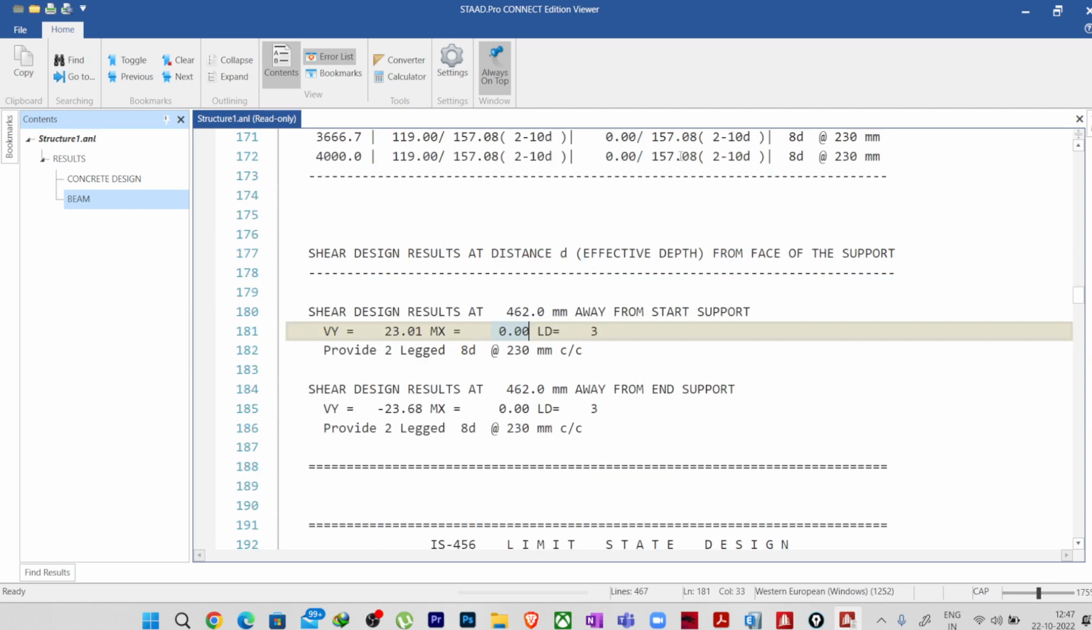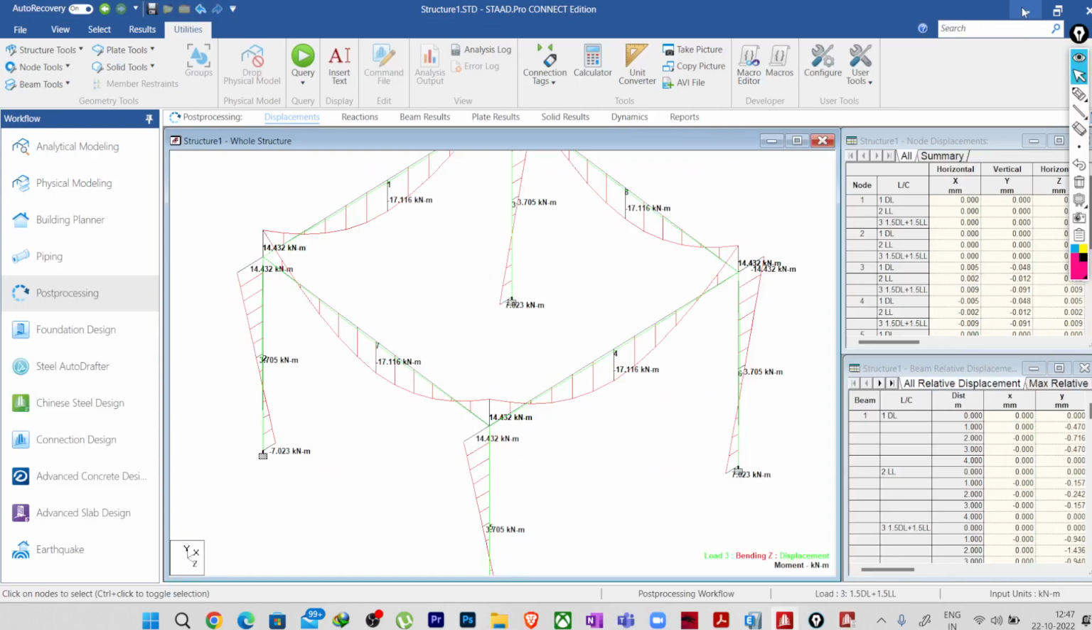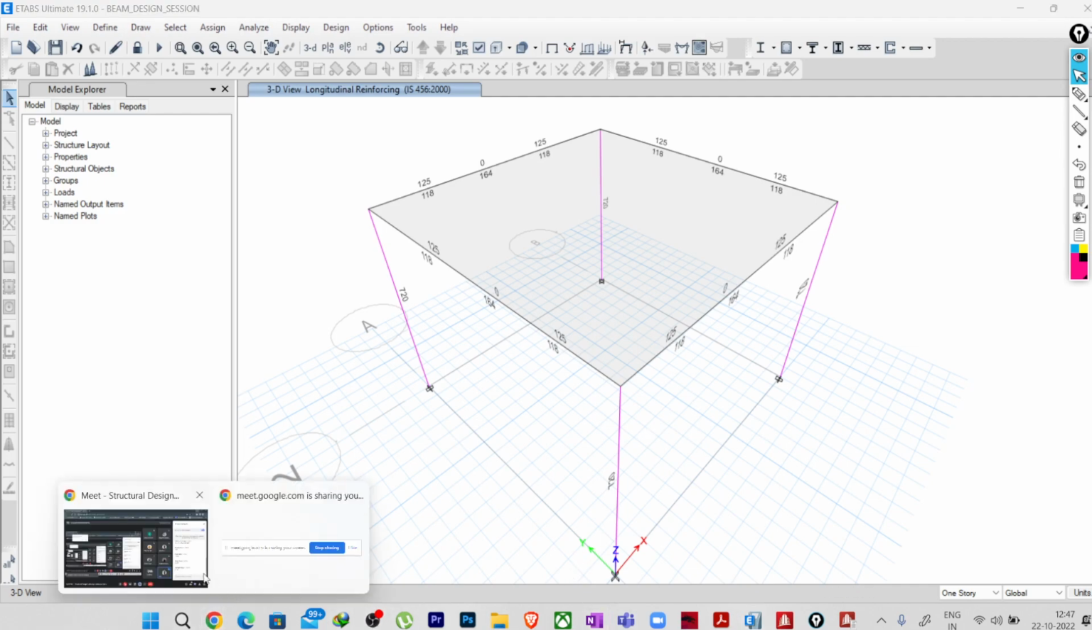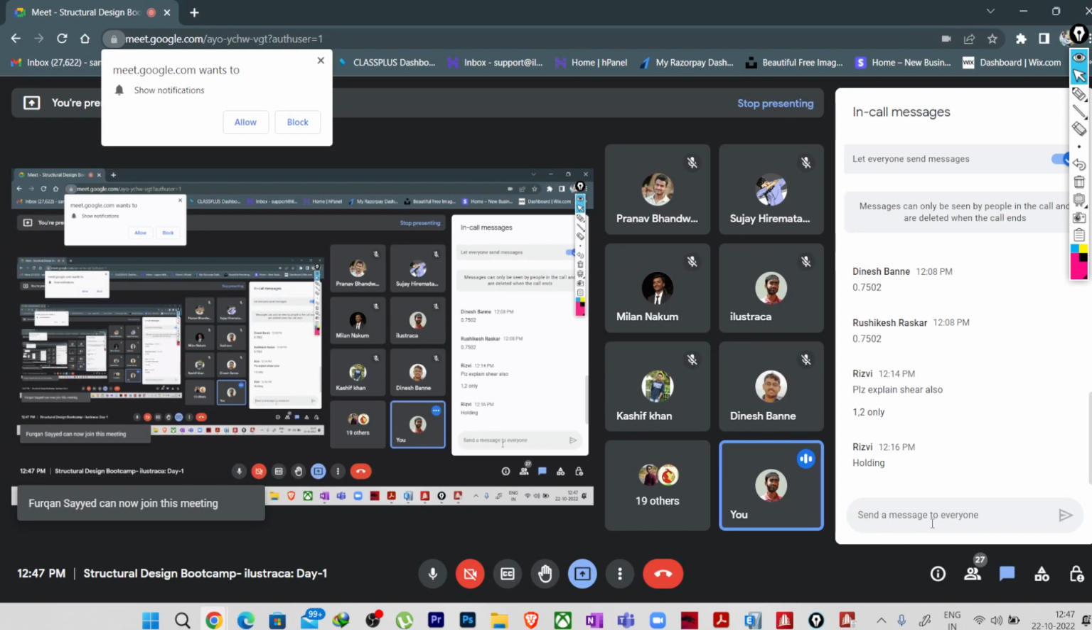Okay, so I hope this design of beam, the manual process and how the software is performing the design, is clear to all of you. Does anyone have any doubt, please explain the shear also. Yeah, I have explained the shear, right, Rizvi?